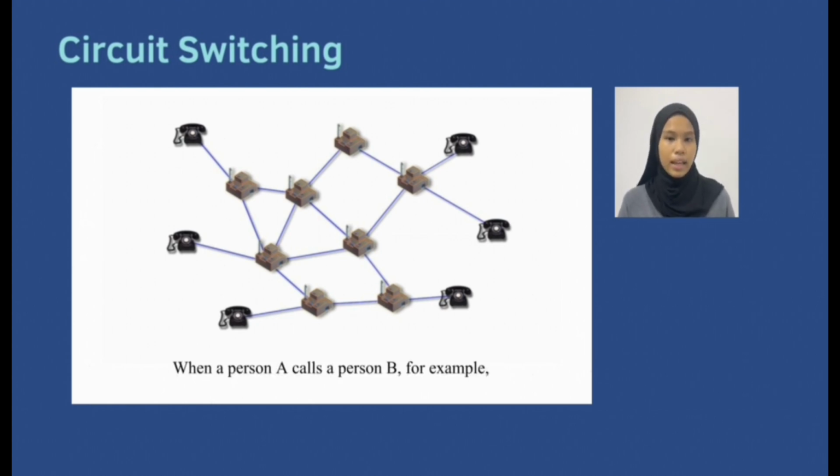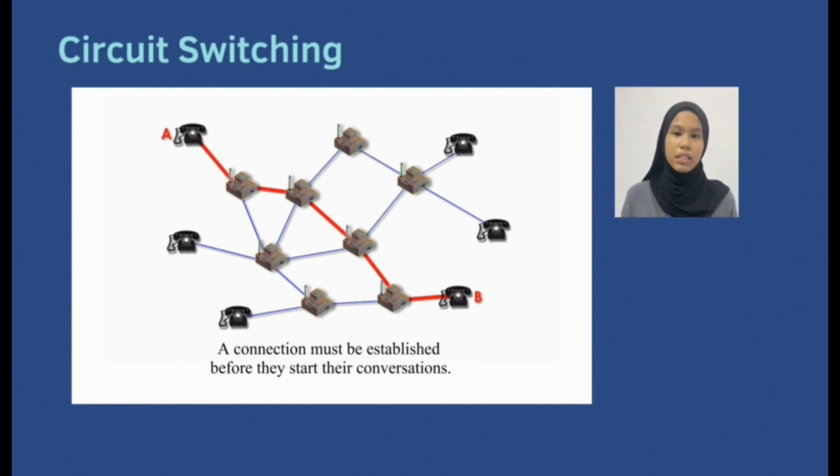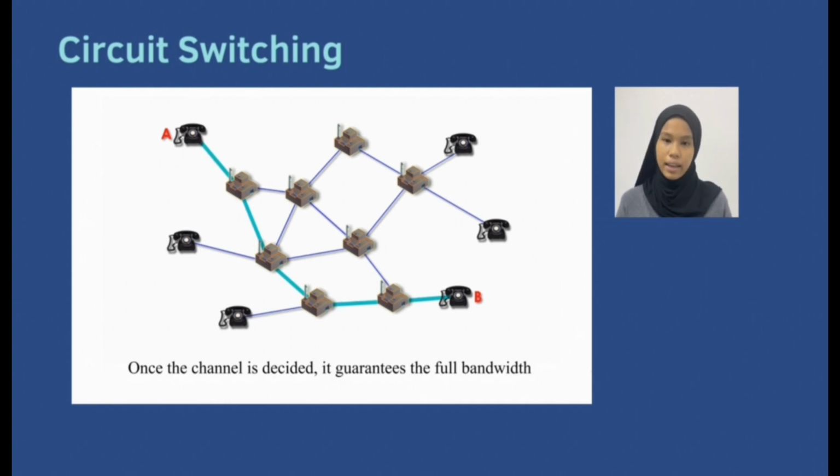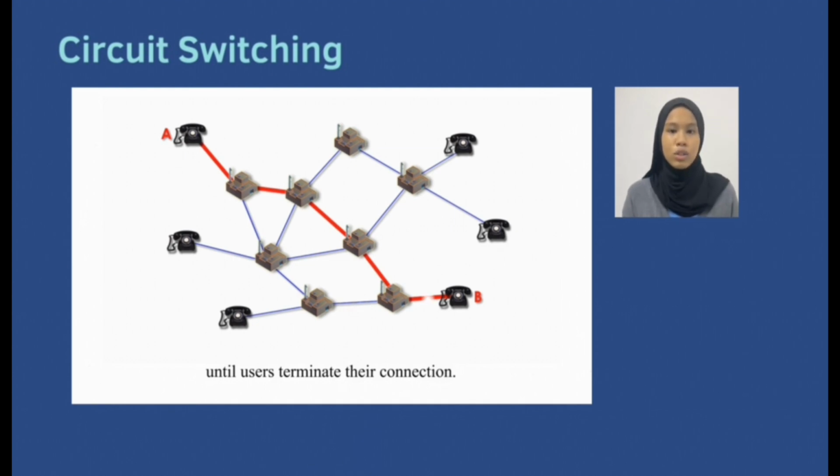When a person A calls a person B, for example, the telephone network tries different circuits to find an available channel. A connection must be established before they start their conversation. Once the channel is dedicated, it guarantees the full bandwidth, and it remains connected for the duration of the communication session until the user terminates their connection.